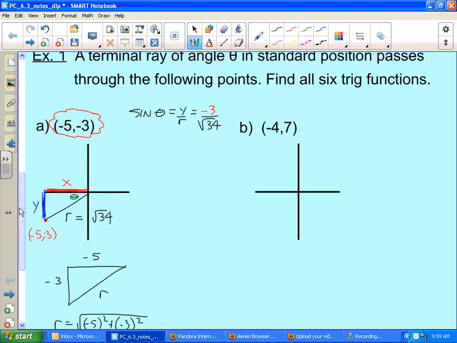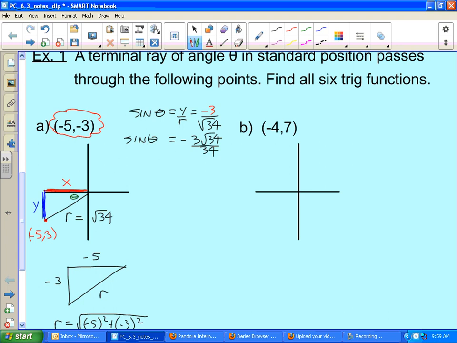Now, can we leave an answer that has a radical in the denominator? No, we've got to rationalize this. So remember how we rationalize? Yeah, multiply by square root of 34. So really what the sine is, it's negative 3 root 34 over 34. There's the value of sine.